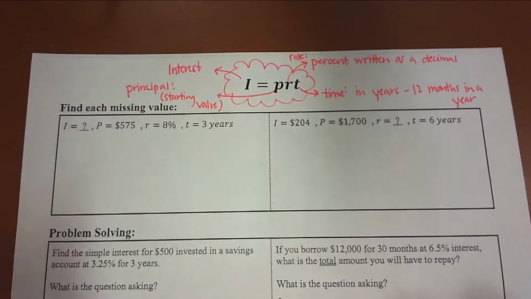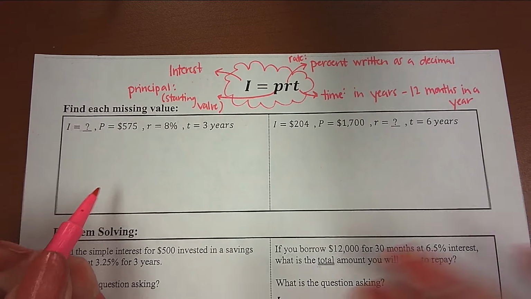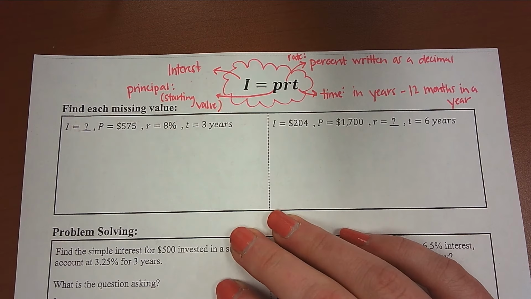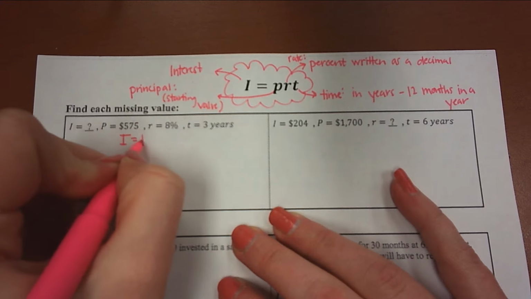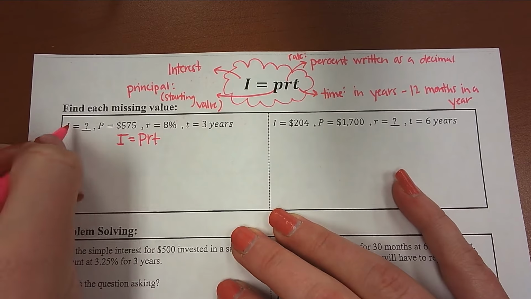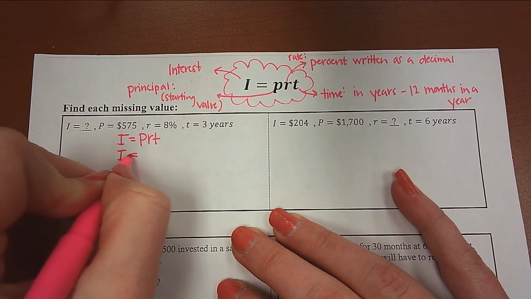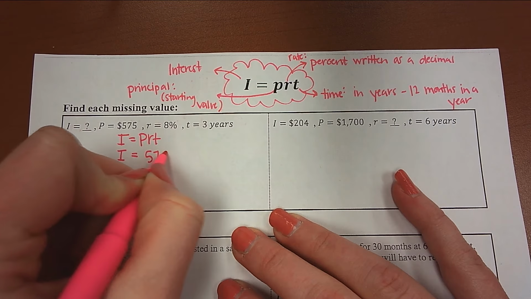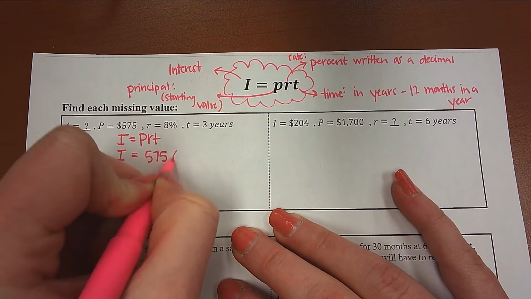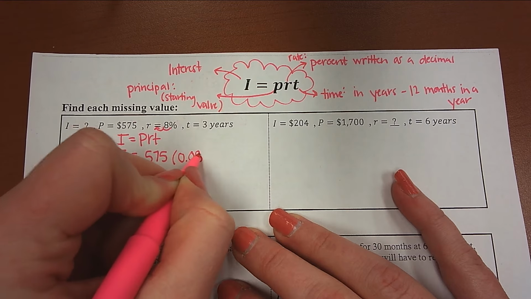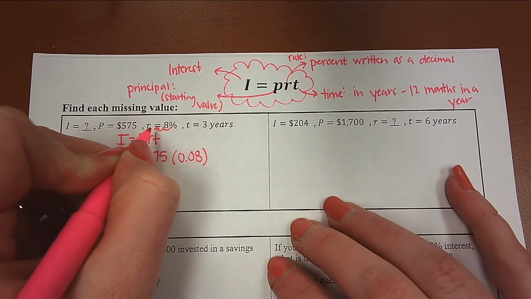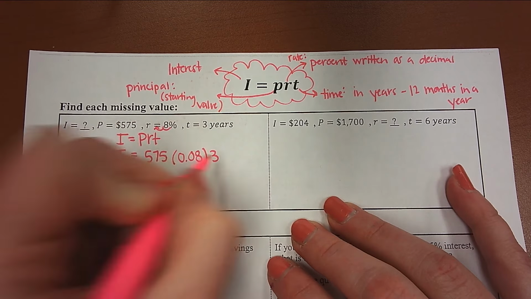So in these first two examples, we're going to find the missing value by just plugging our numbers into our equation. So I equals PRT. I, we're not sure, so we're going to keep it a variable. Principal here is $575 times a rate of 8%. As a decimal, that's 0.08 because I moved the decimal 2 places to the left. And then my time in years is 3 years.